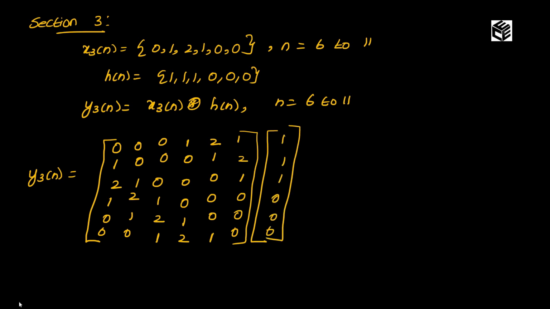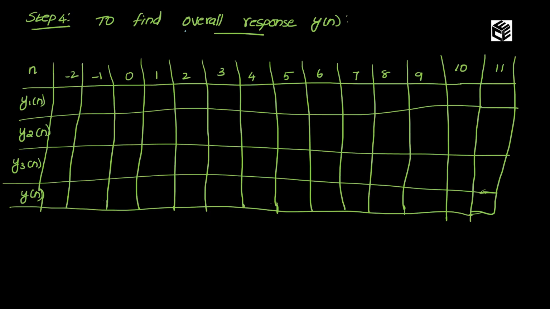So what will be my final answer of y3 of n? y3 of n is equal to 0, 1, 3, 4, 3, 1. And the value of n starts from 6 to 11. Our step 4 is to find the overall response y of n. So here I have mentioned the limits of n as -2 to 11. Correct? Our starting limit is -2 and our ending limit is 11.